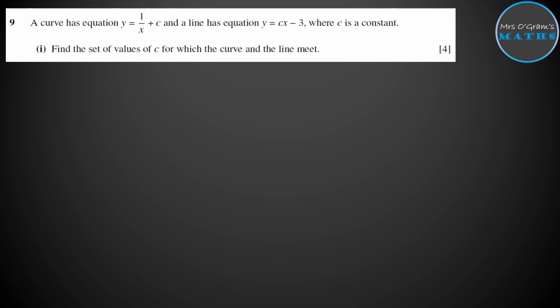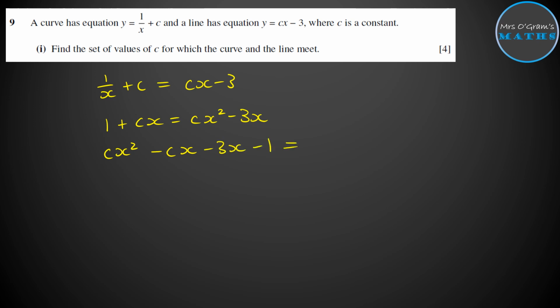If those lines are going to meet, there's going to be a point of intersection. So 1 over x plus c will be equal to cx minus 3 at some point. So we can work that through and figure out what c has to be to make that work. So if we multiply everything through by x, we'll get 1 plus cx is equal to cx squared minus 3x. Rearrange that into a quadratic that's a little bit easier to take a look at. So we'll have cx squared minus cx minus 3x minus 1 will equal 0.